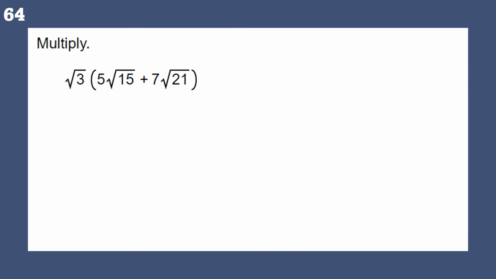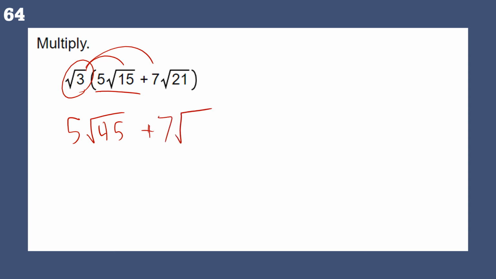Multiply. Multiplying with radicals shouldn't scare you, okay? We do need to distribute, just like if we were doing it with variables, but we're going to multiply the insides with the insides and the outsides with the outsides, which means when I multiply it by the first part, I'm not going to multiply it by the 5 and the square root of 15. I'm just going to multiply it by that one cluster. So I have 5 times the square root of 45. And then I end up with plus 7. I don't need to multiply the 7 by anything because it's already part of this chunk. And then 3 times 21 is 63.